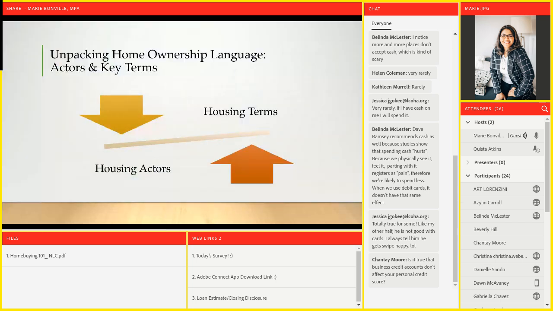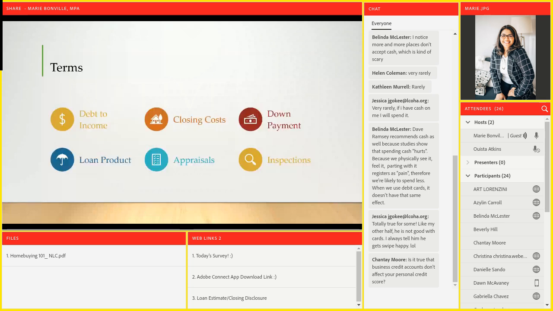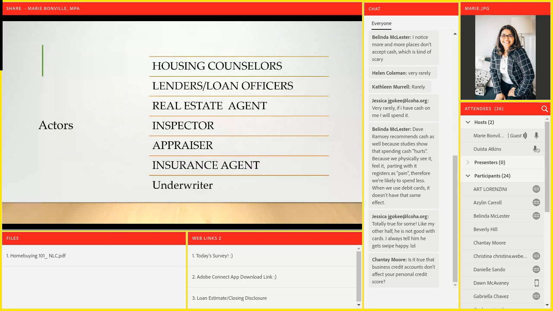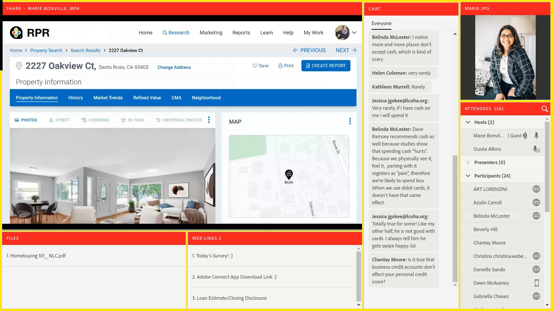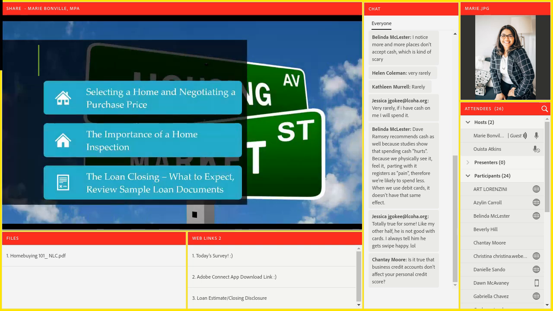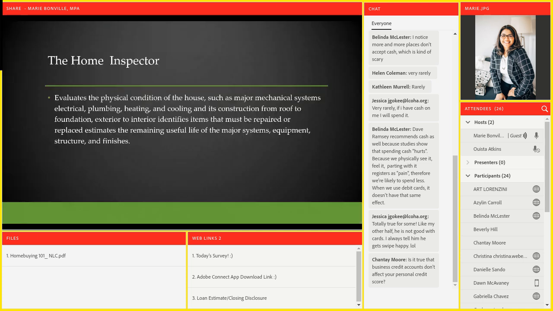So a lot of times with these presentations, I'm going back and forth between housing terms and housing actors. So the terms we talked about so far are debt to income, closing costs, down payment, loan products. But now we'll talk a little bit about inspection and appraisal to kind of end it out, because a lot of folks don't understand the difference between the two. So I won't talk about real estate agents. If you have any questions about realtors or about that representation and the requirements, like what a realtor or a real estate agent is supposed to do, I'm happy to answer it. But I think for the purpose of this conversation, I want to skip over to home inspection.